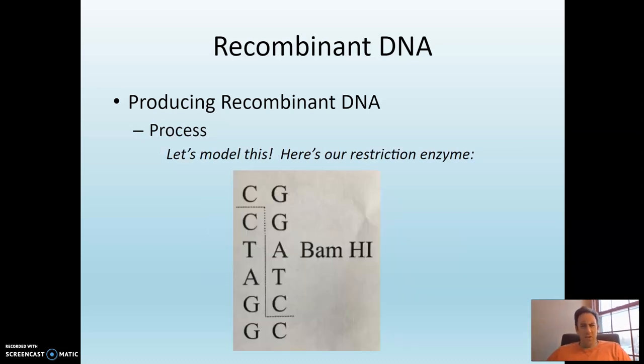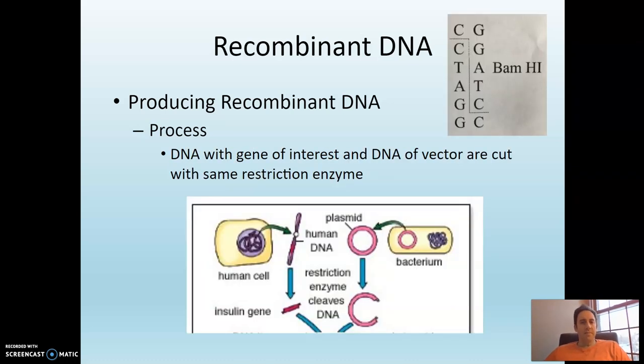So how does this all break down? Instead of modeling this now, I think I'm going to go through the slides and then I'll cut to another scene and we'll model it in summary. So the first step in the process is that the DNA with the gene of interest and the DNA of the vector are going to be cut with the same restriction enzyme.